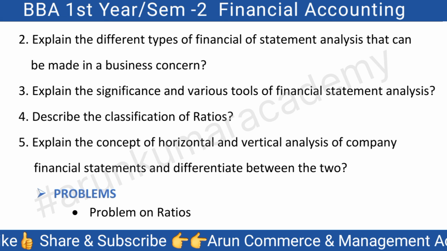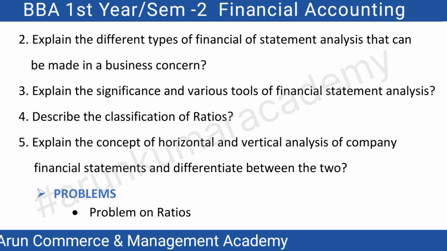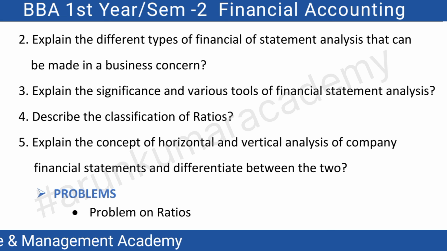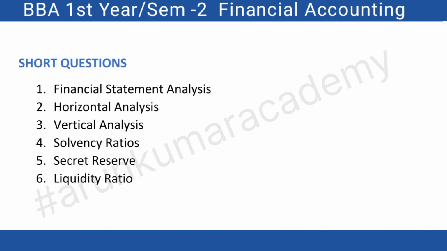Then question number 5, explain the concept of horizontal and vertical analysis of company financial statements and differentiate between the two. So horizontal analysis is where a certain number of years are examined and analyzed, whereas vertical analysis refers to the analysis of ratios developed for one date or for one accounting period. Then problems. So here you can practice problems on ratios. Now we will see the short questions. So these are the important short questions like financial statement analysis, horizontal analysis, vertical analysis, solvency ratios, secret reserve, and liquidity ratio.